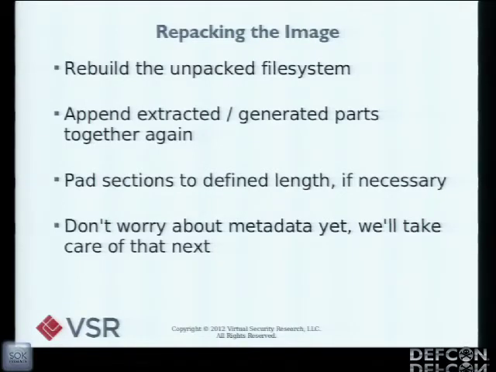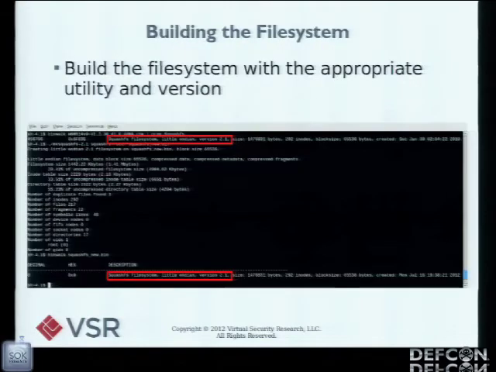Bringing you to the next step, repacking the image. So we have a router image. We were able to extract everything that we wanted, unpack the file system, and deploy our payload. How are we going to put it all back together? It's fairly simple. Just rebuild the file system in the opposite way that you unpacked it. Append the extracted and generated parts back together again. Pad any sections to defined lengths if necessary.